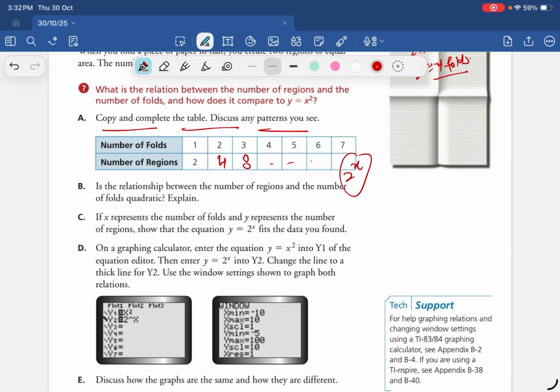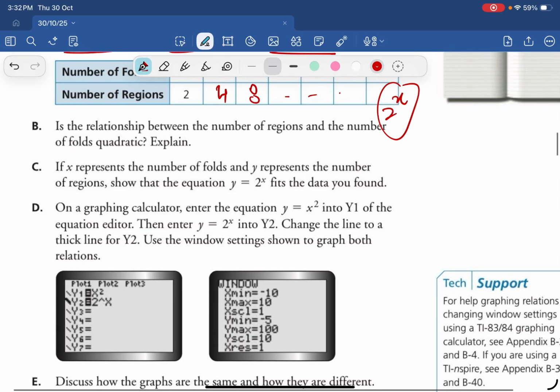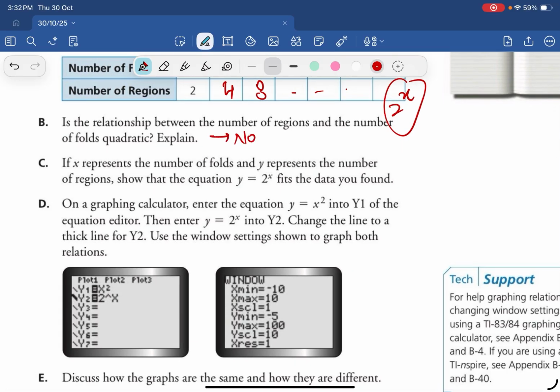Now in part B, is the relationship between the number of regions and the number of folds quadratic? Explain. No, this one is not quadratic, because in quadratic equations we have y equals x square, in which the power is 2. That is called a quadratic relation. So this one is not quadratic.